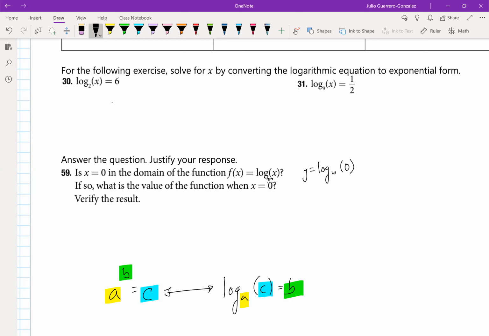All right, no problem. Oh, it'd be 2 to the 6 equals x. Exactly. Okay.